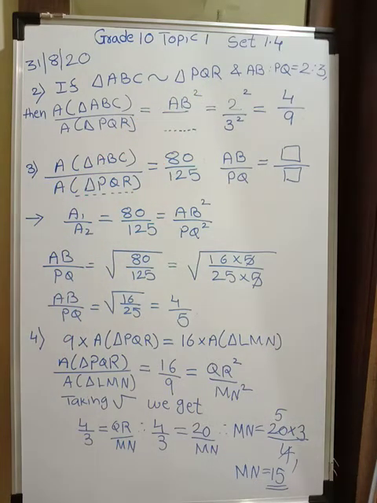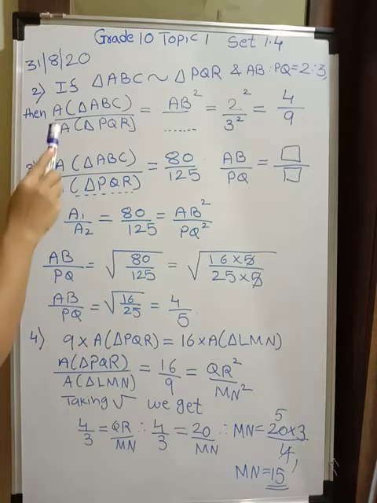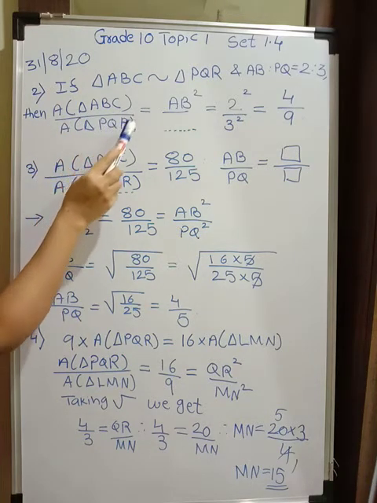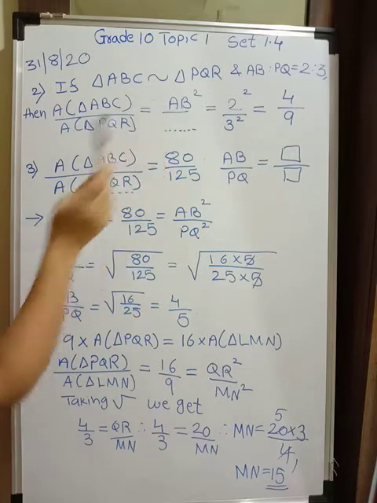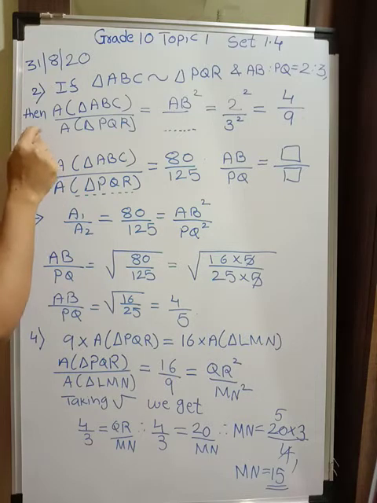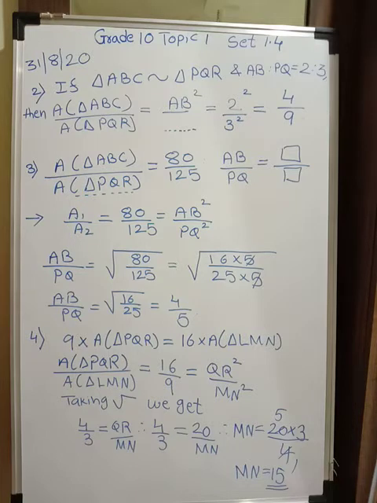Now please mention here, area of triangle ABC upon area of triangle PQR is equal to AB square upon dash. You need to mention that it is from the theorem of area of similar triangles. But as this is filling the blanks, you can only fill the blanks.